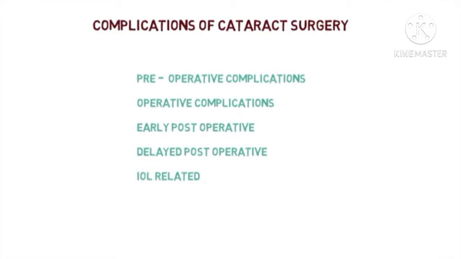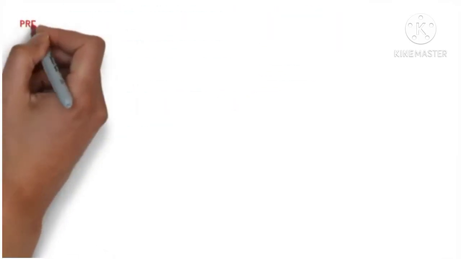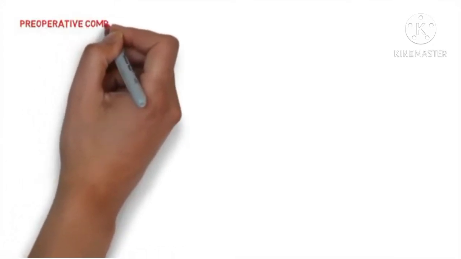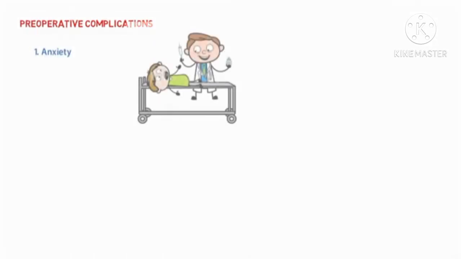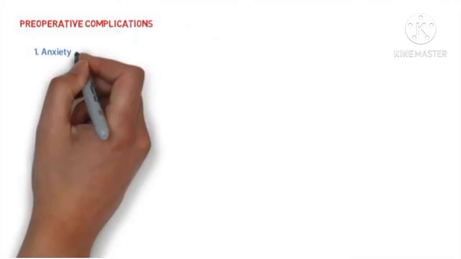In this lecture, we will go through all the complications, but we will focus only on those complications which are important for your preparation or for your examination point of view. So first one is preoperative complications, in which the first one is anxiety. It occurs due to the fear and apprehension of operation. So we can use drugs like alprazolam or diazepam to alleviate such symptoms.